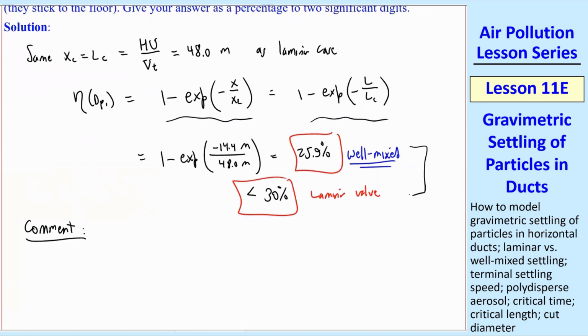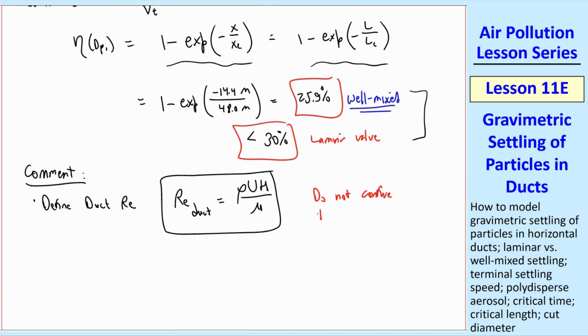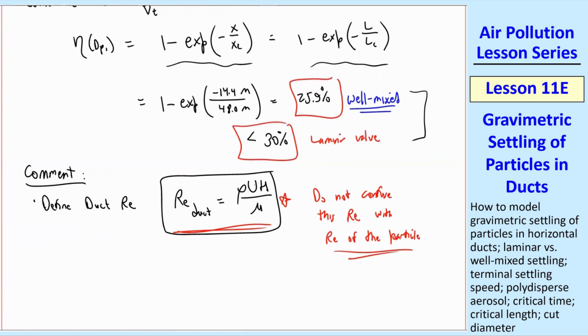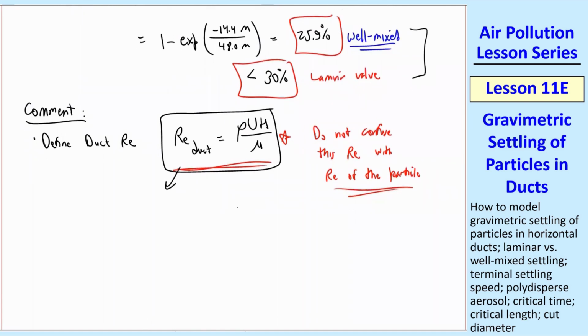Just one quick comment. We can define a duct Reynolds number. Re duct is rho U H over mu. And my comment is do not confuse this Re with the Re of the particle. These are two different Reynolds numbers. This one's a lot bigger, of course, because we're using a capital H instead of a dP, and we're using a U, which is typically much bigger than VT. This is the same Reynolds number we use for pipe flow and channel flow in our fluid mechanics course.